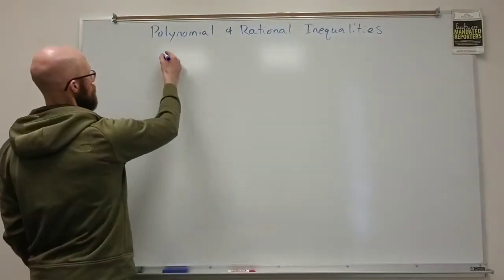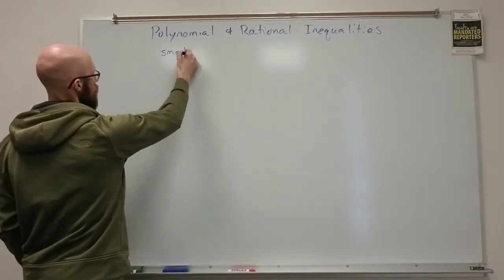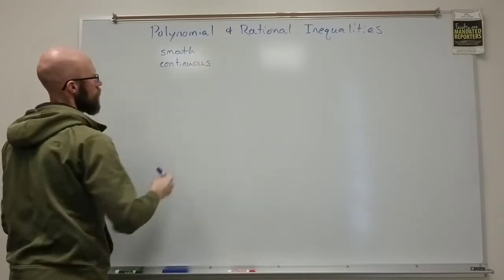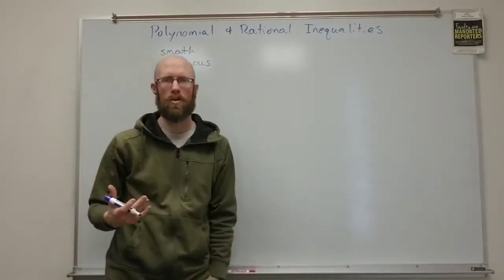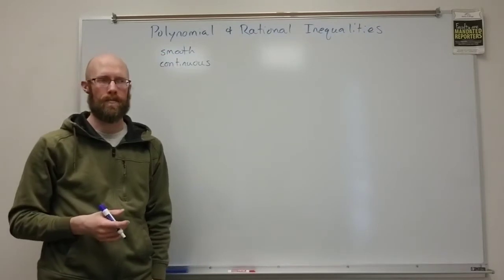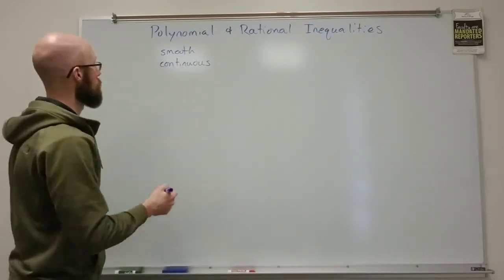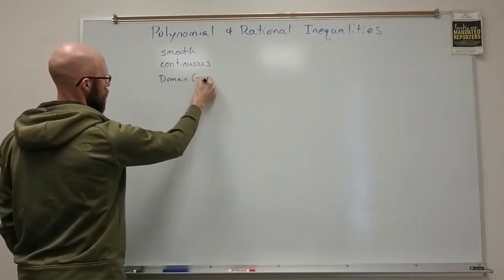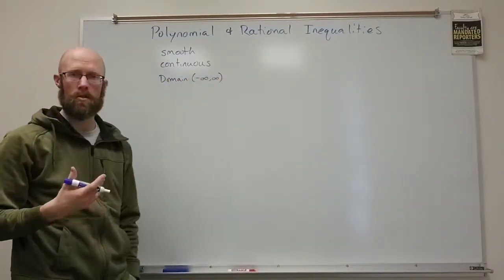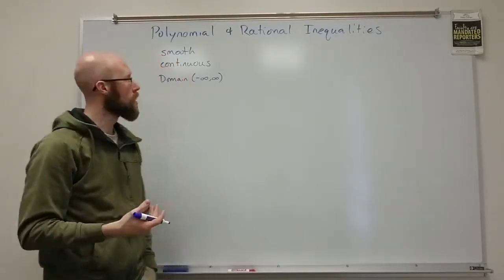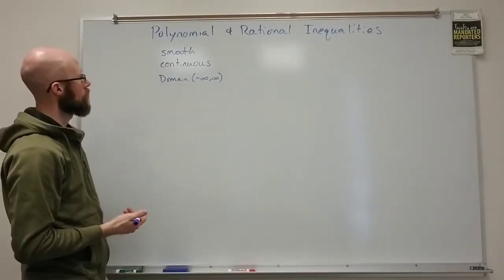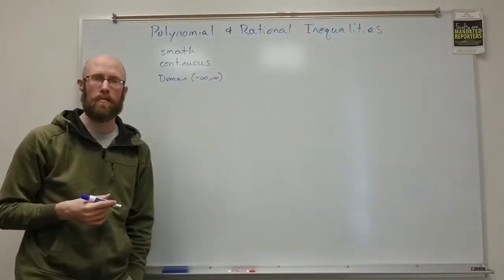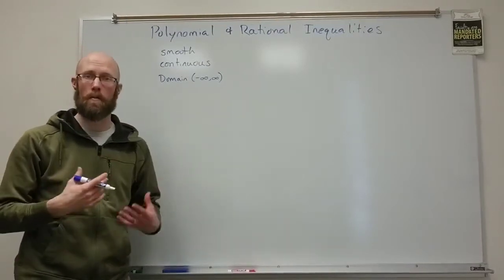We know that polynomials are smooth and continuous. We've talked about these two ideas, but it means there's no holes, there's no gaps, there's no asymptotes. The domain for a polynomial is all real numbers. Right, so these are just some things that are going to help us out. So you can draw the graph without lifting your marker or your pencil off the paper. All these things are true about polynomials.